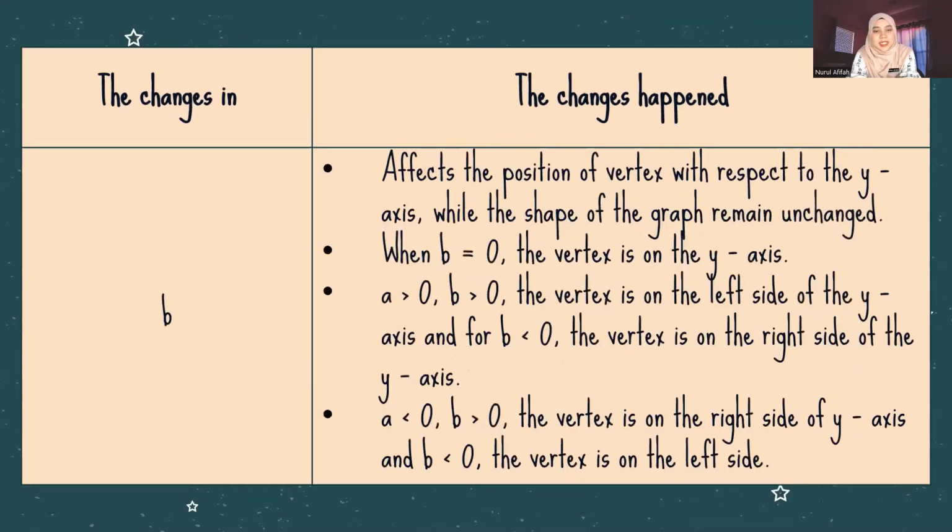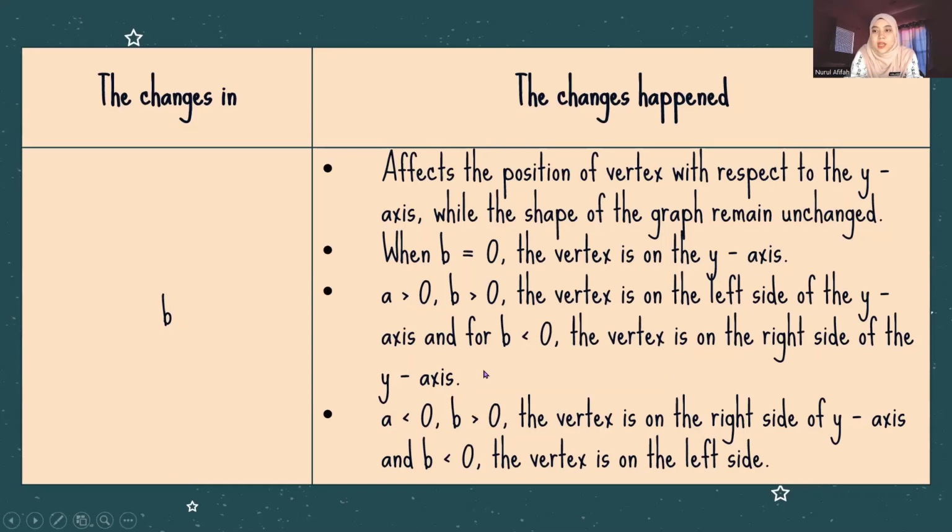Okay, next, the changes in B. The changes in B affect the position of the vertex with respect to the y-axis, but the shape of the graph is still the same, where there is no change. When B equals 0, the vertex is on the y-axis. For the graph A more than 0, when B more than 0, the vertex is on the left side of the y-axis.